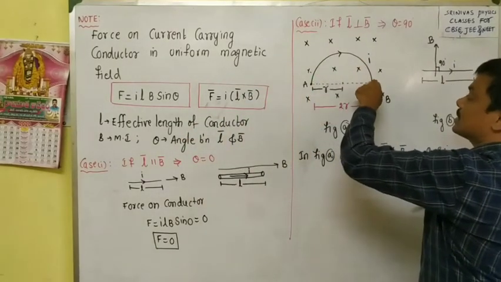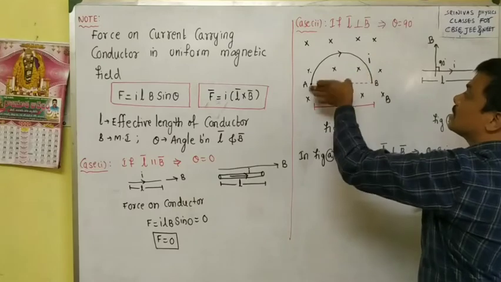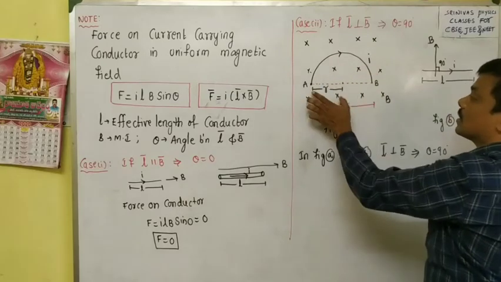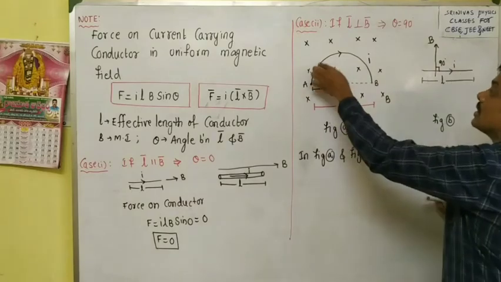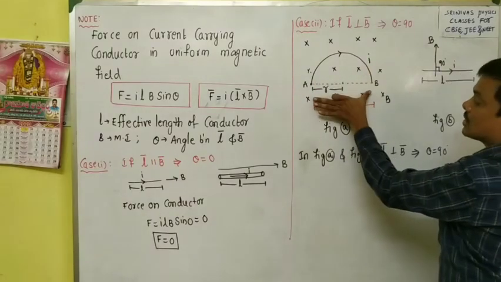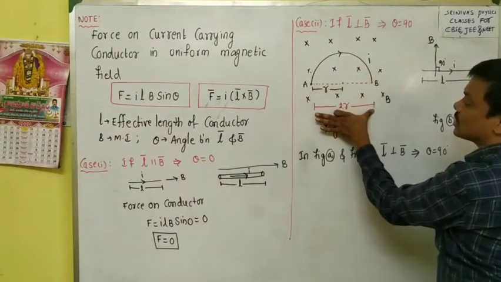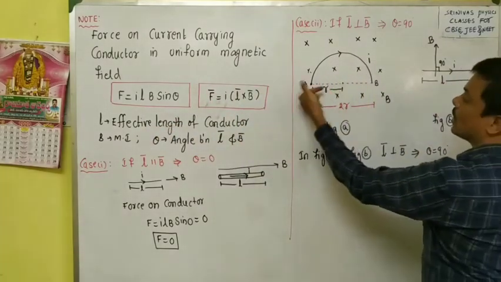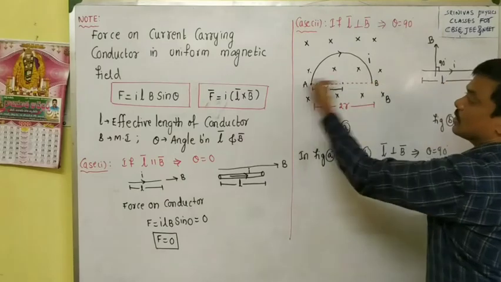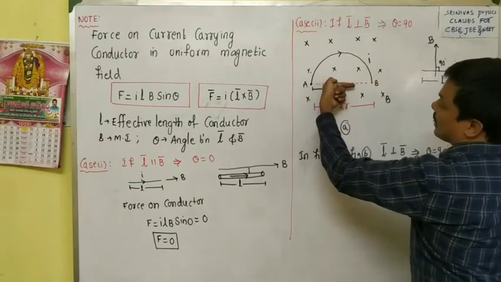If the conductor is not straight, then the original length of the conductor is not equal to the effective length of the conductor. Here the original length is pi r, but the shortest distance between the initial and final points is 2r. That is the effective length. Means here in this case the effective length is 2r. The effective current is to the right side. Then the length we will take like this, A to B.